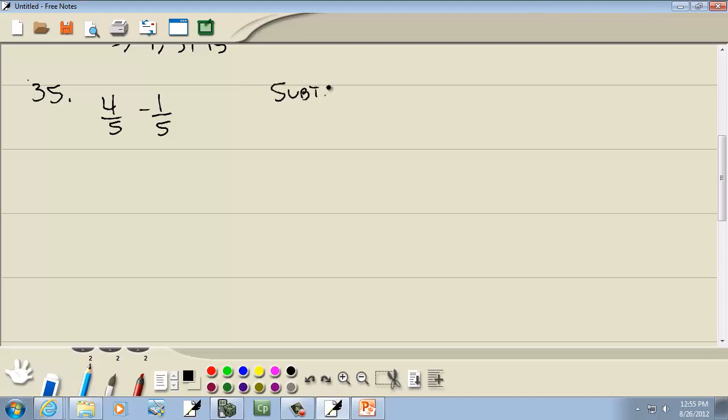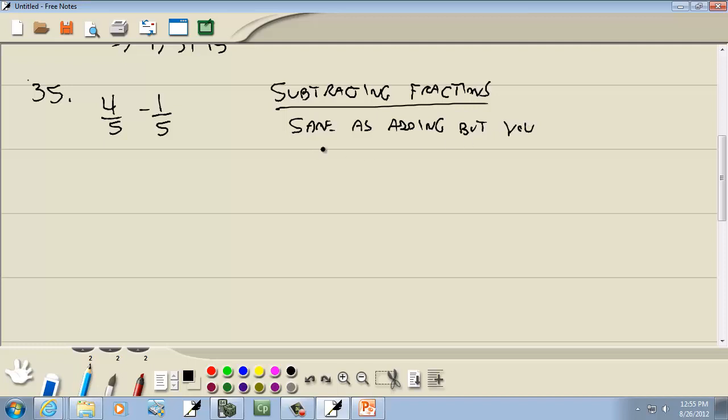Subtracting fractions. This is the same as adding, but you subtract the top parts instead of adding them. So, nothing real exciting there. Well, these have the same denominator. Remember, if you have the same denominator before, we just added the top parts. Well, here we're going to subtract the top parts. So we've got 4 minus 1, and 4 minus 1 gives us 3. So 3/5 would be our answer.